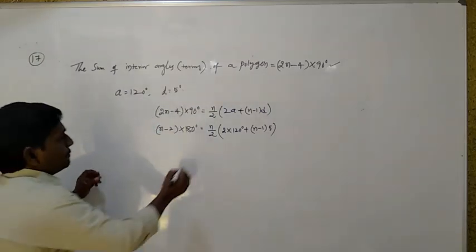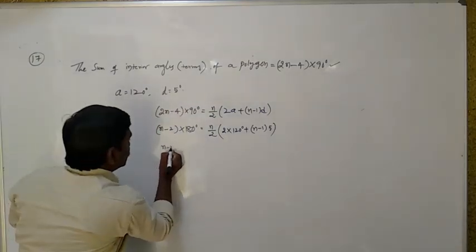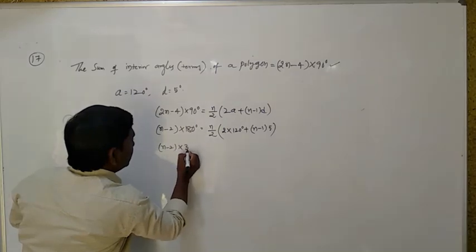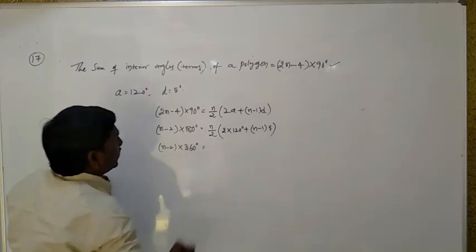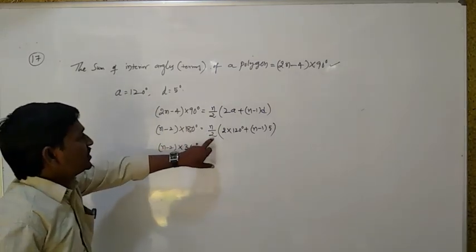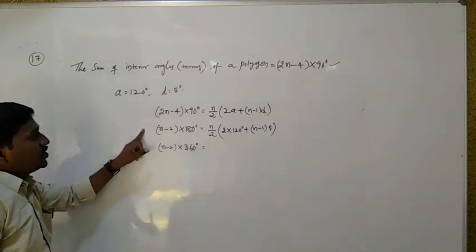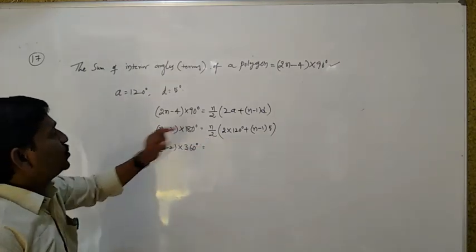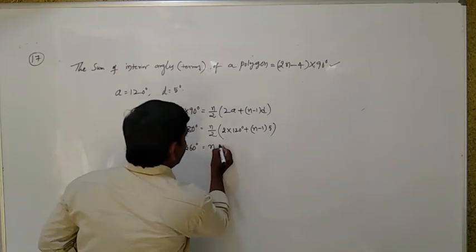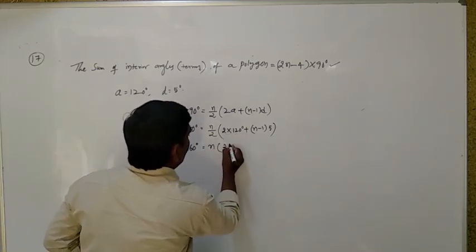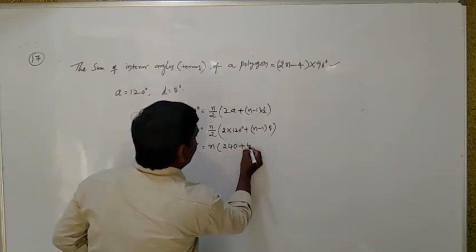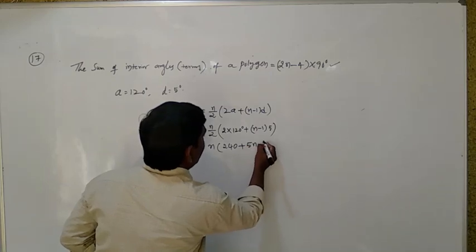Again, (n minus 2) into 360 degrees. Why? Because n by 2, by the transposition, here 2 denominator becomes numerator. And n equal to 2 into 120, 240 plus 5n minus 5.